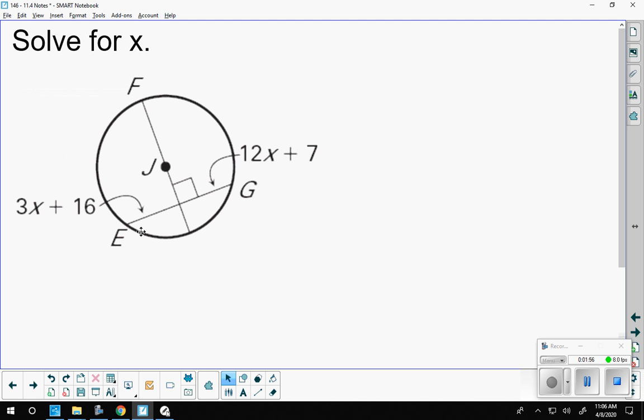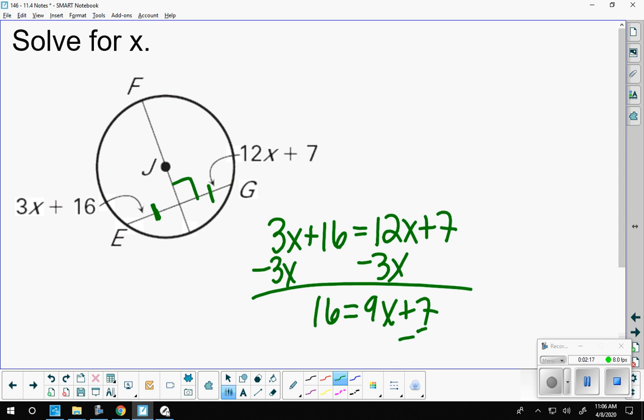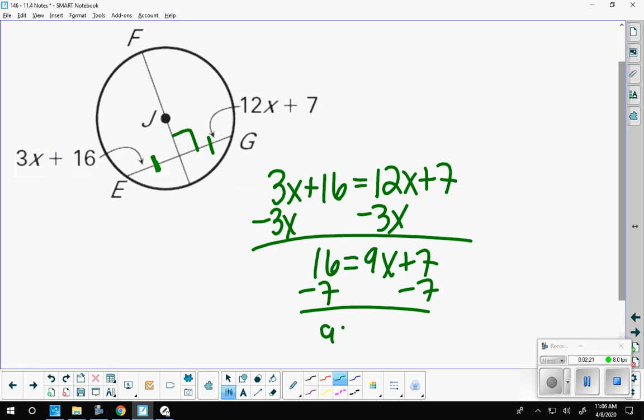So now it says solve for x, so we're going to have to do a little bit of algebra, but again, this is a 90-degree angle, so I know that these two halves are equal. It gets bisected. And if they're congruent, then they're equal. So I can set these two equal to each other, and then we're just going to solve this equation. I'm going to put the x's on the right side. So 16 equals 9x plus 7. I'm going to put the constants on the left side. So 9 equals 9x. That means that x has to be 1.